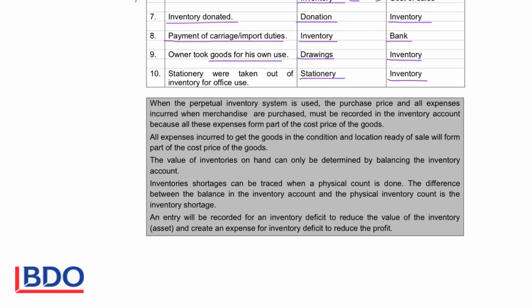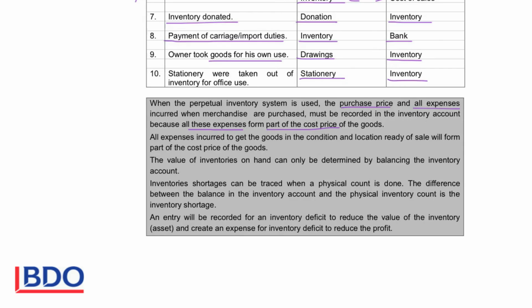When the perpetual inventory is used, the purchase price and all the expenses that you pay from the time that you buy the goods until it's delivered to your premises will form part of the cost price of inventory. Therefore, all these expenses, import duties, carriage on purchases, shipping fees if you import the things, will form part of the cost price, and all of it will be entered in your inventory account.